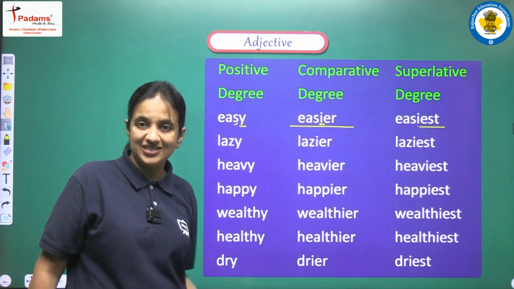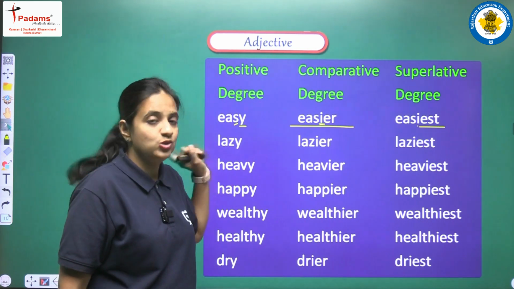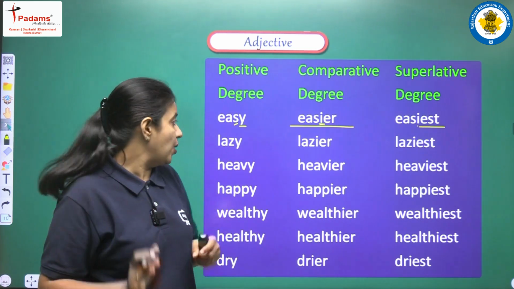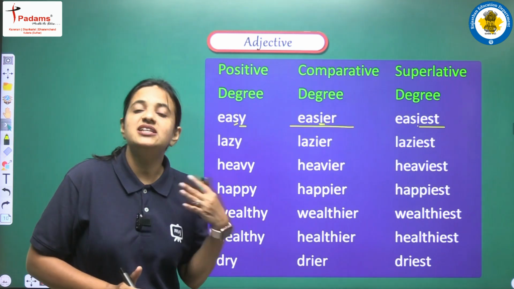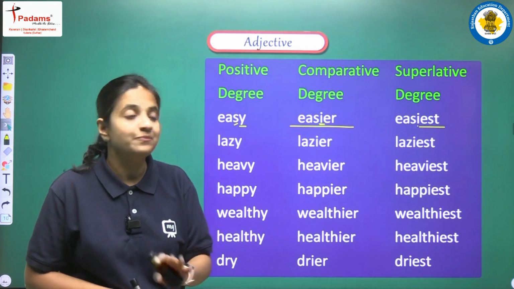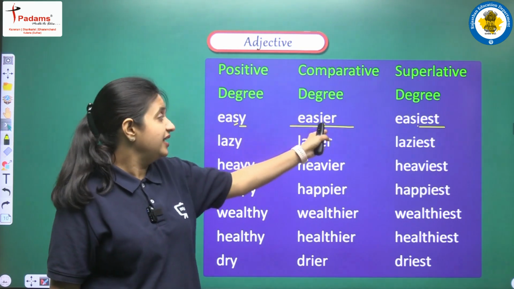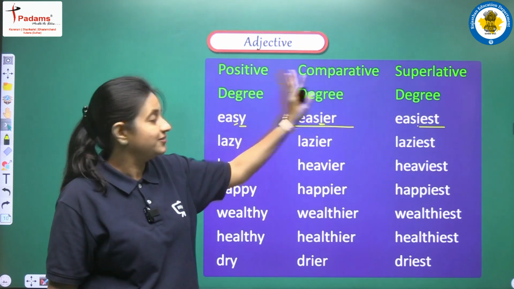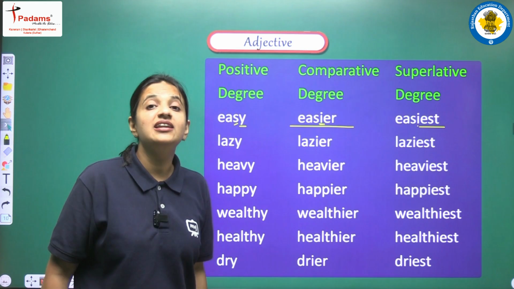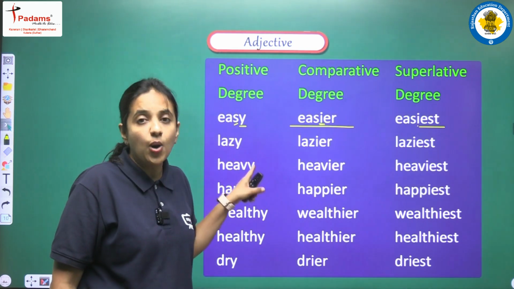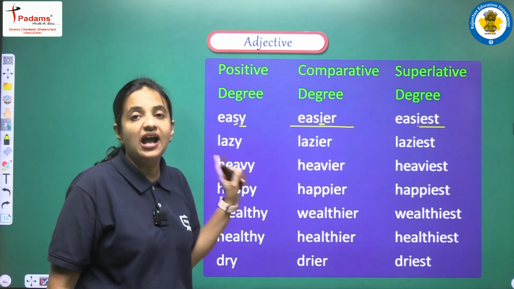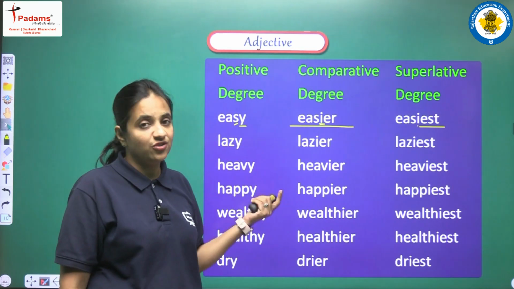Okay, so this is the rule. If the last letter is Y and before Y we are having any consonant, then we have to replace Y with I. So it will be easy, easier and easiest. Next we are having lazy. Again we can see the spelling. The last letter is Y and before Y we are having Z, that is one of the consonants.